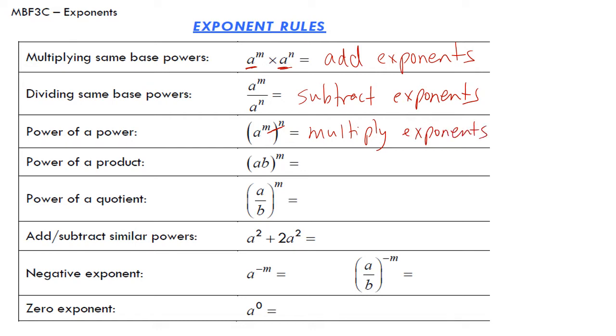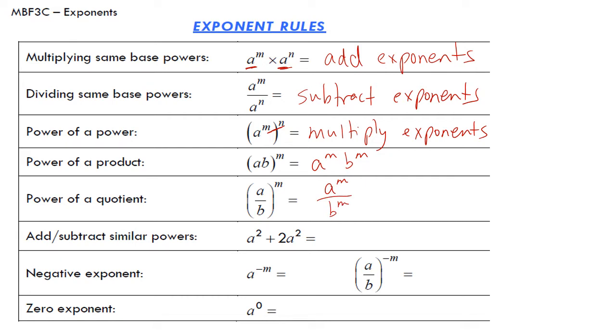Power of a product. This just means you have 2 different numbers, or a number and a letter, inside the brackets. That exponent goes to everything. So basically what you do is A gets the exponent and B gets the exponent. Power of a quotient. Same idea. We have 2 things inside the brackets. That exponent goes to everything inside the brackets. So a to the exponent m, b to the exponent m.